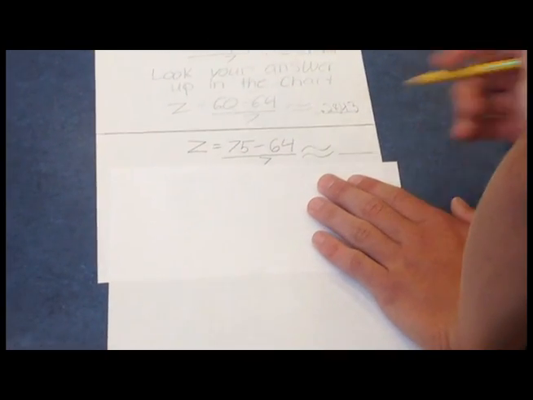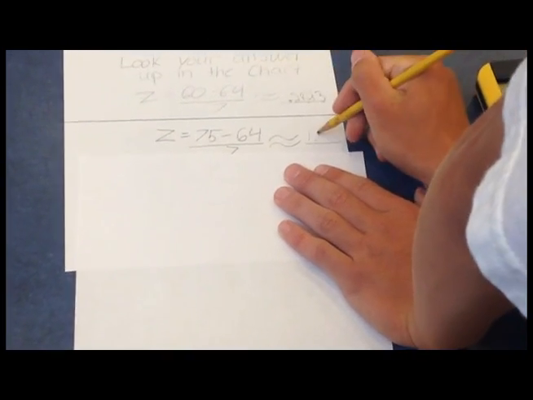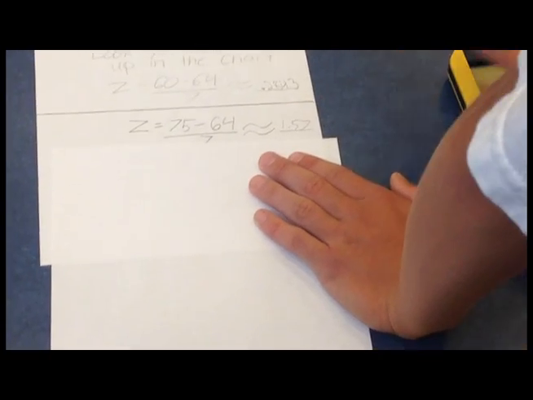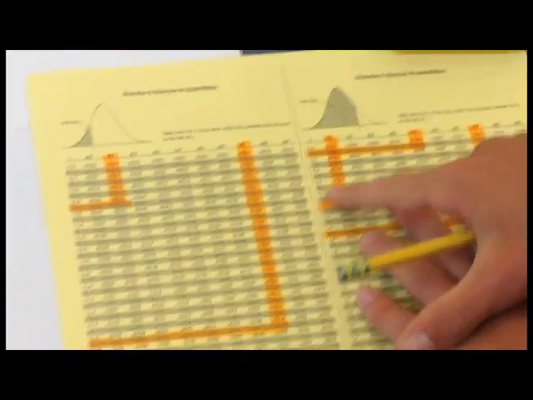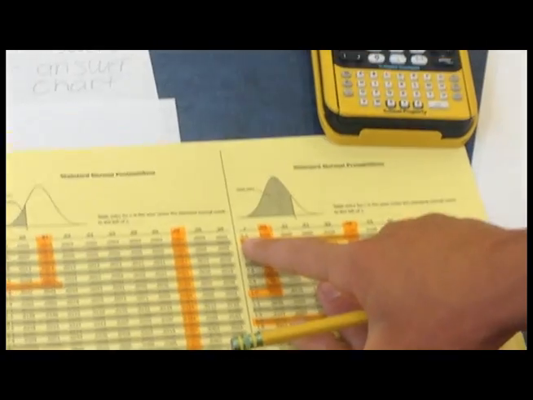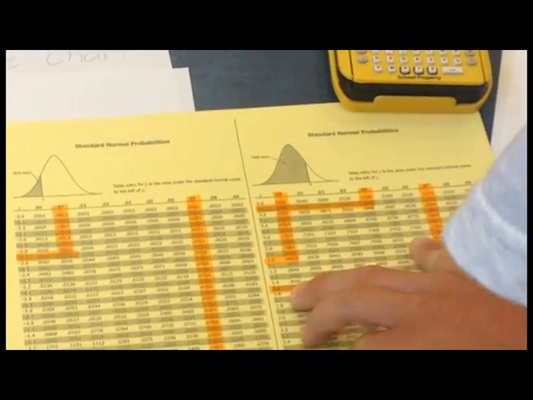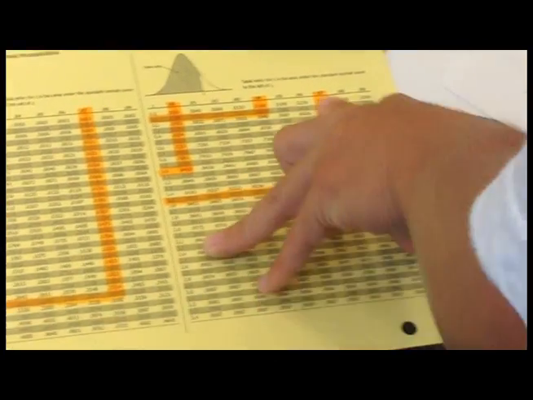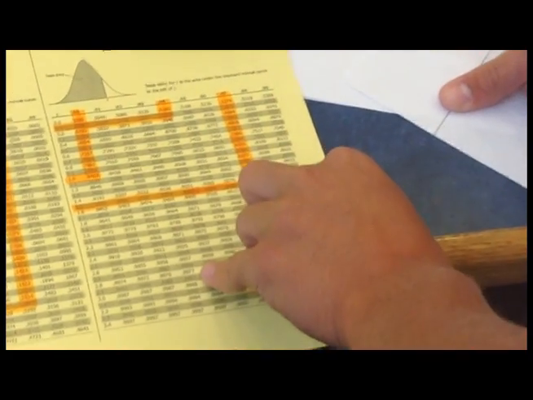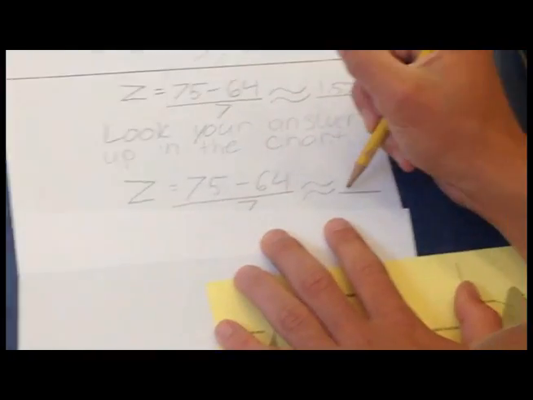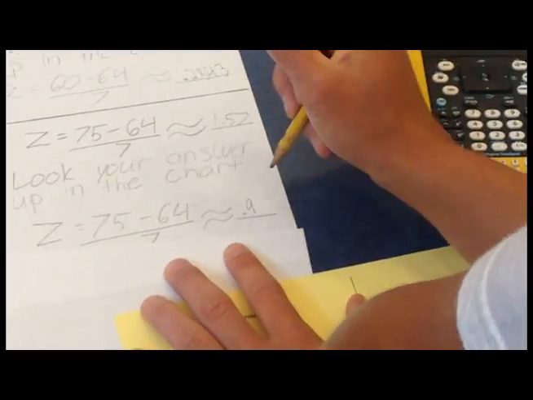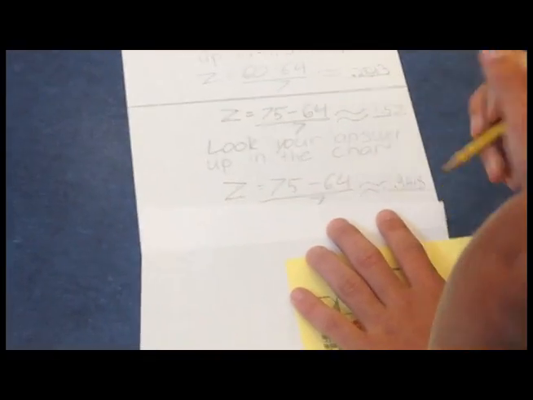We're going to get 1.57. And we're going to look that up in our chart as well. We're going to go 0.1, 0.15. We're going to scroll over to 7. We're going to get 0.9418.